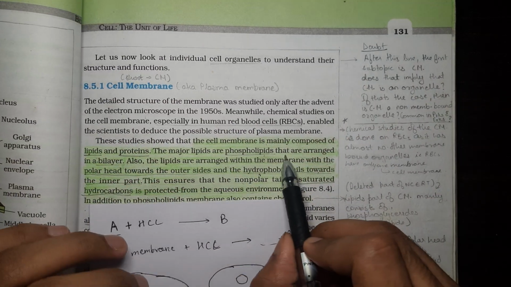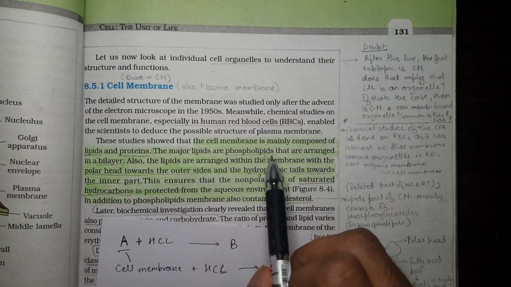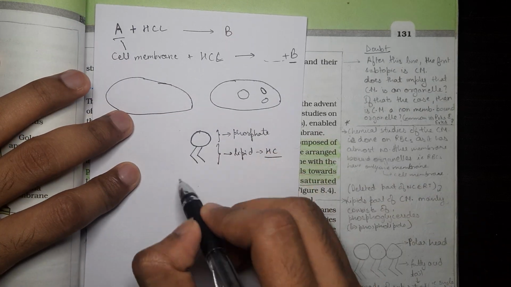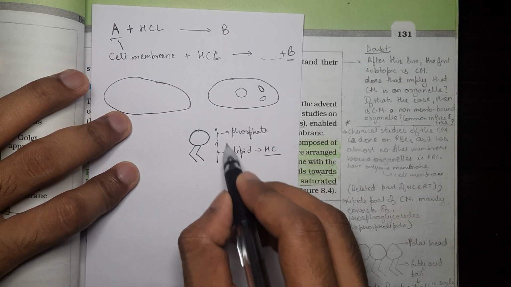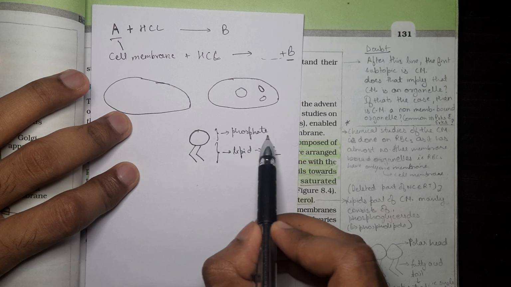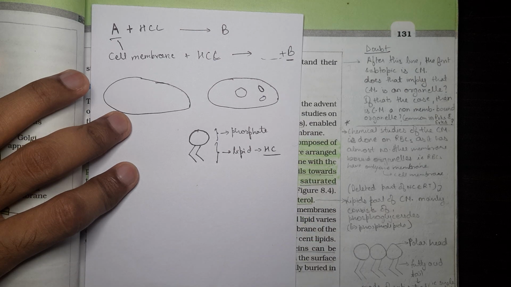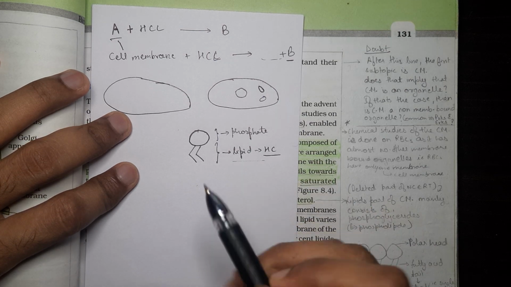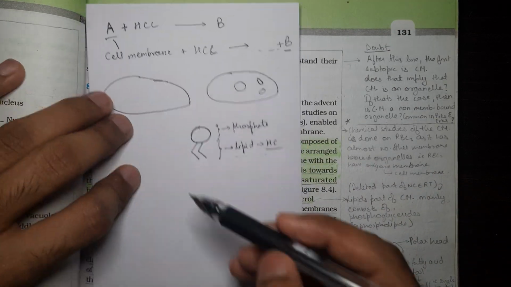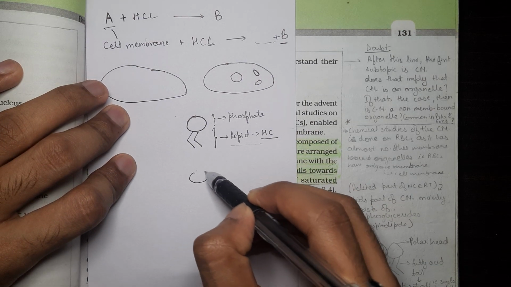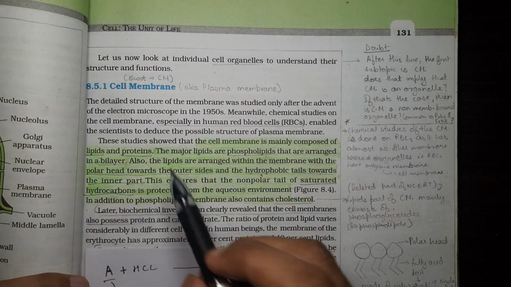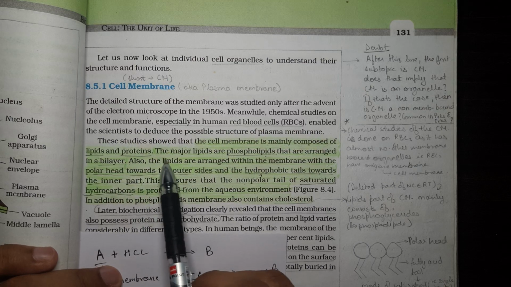So phospholipids are arranged in a bilayer. This is one phospholipid. The whole thing is one structure of a phospholipid, which has a phosphate group, a polar phosphate head, and lipid tails. Okay, so it is arranged in a bilayer, which means two layers are arranged like this.